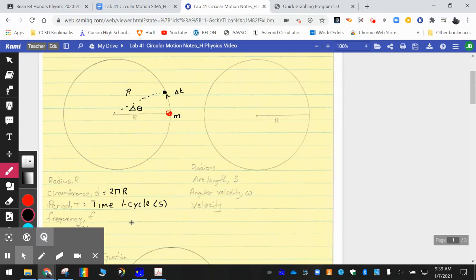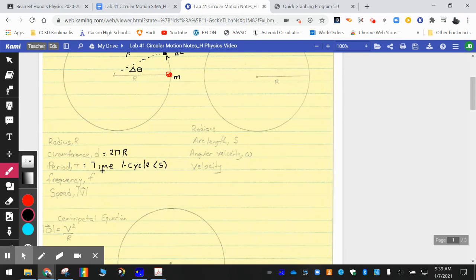The period is the time for one cycle. And usually we use capital T for period. I don't know why we use capital T, because last unit we used it for tension. So you have to be versatile. It could be tension or it could be period. So you have to be careful here.